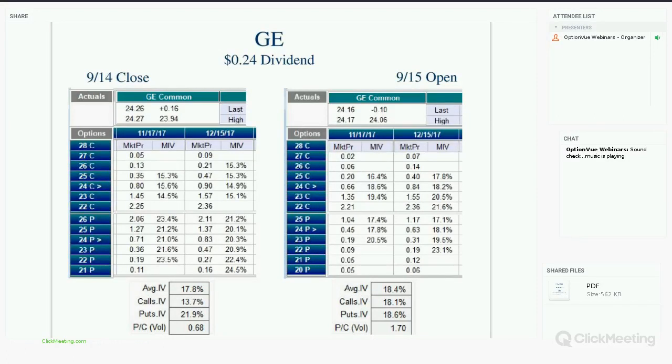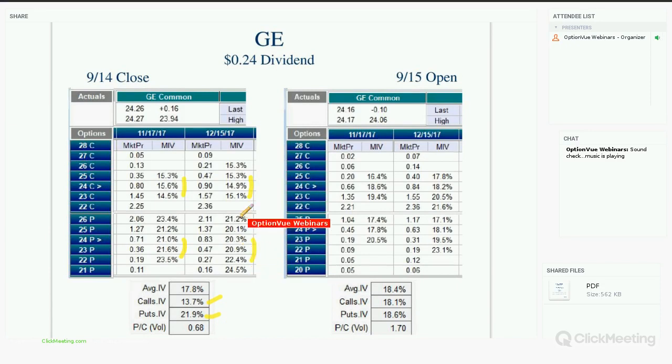They have a pretty healthy dividend here. Back in September, they came out with 24 cents. And you can, again, kind of take a look over here. You have the calls having lower implied volatility than the puts because we're getting ready for that downward move. You can see the separation, call IV, put IV.